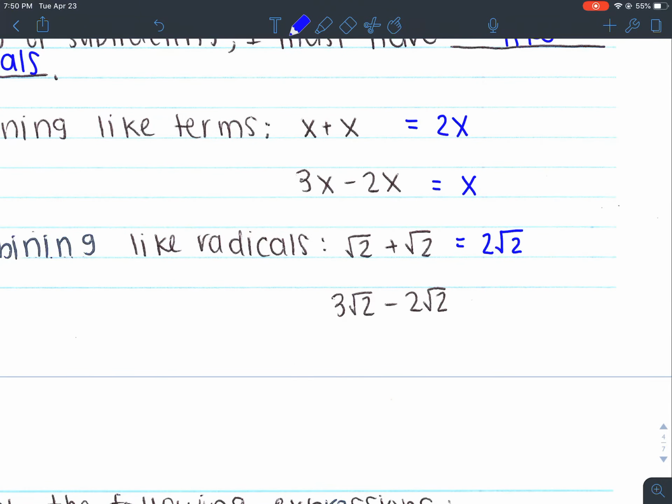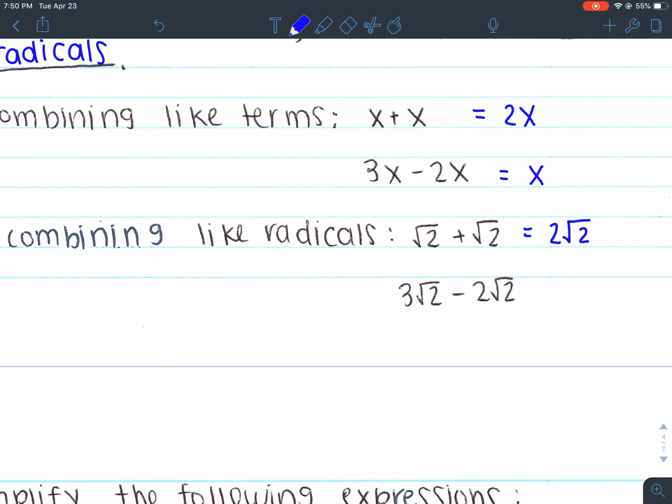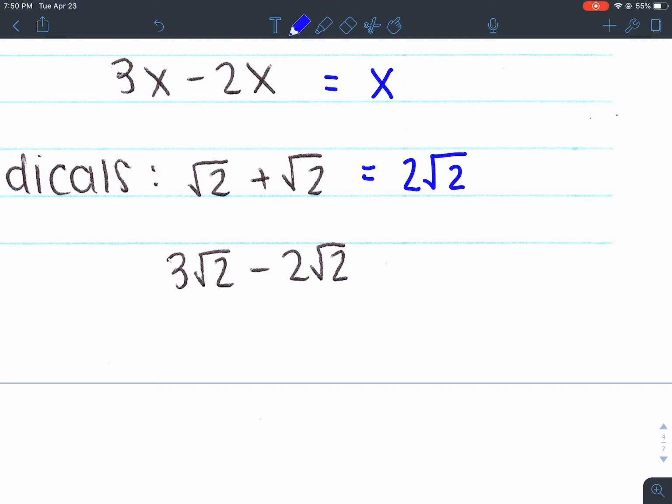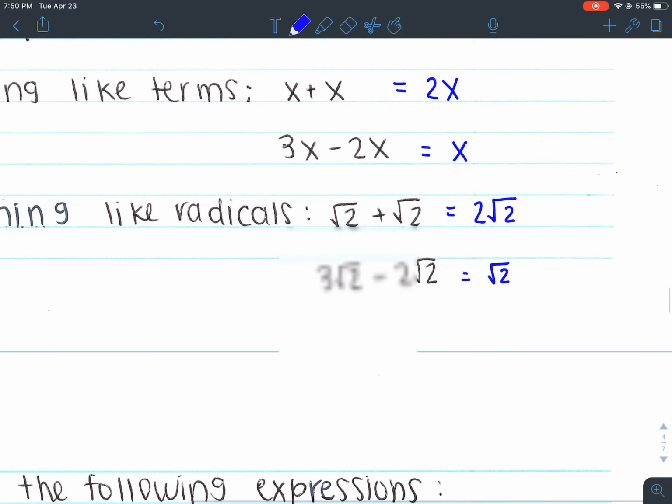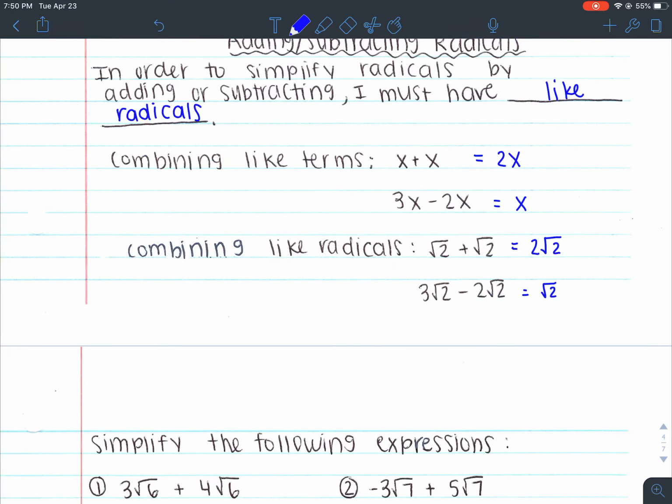Now, like radicals means there must be the exact same thing inside the radical. So if I have square root of 5 plus square root of 7, I can't add those because they're not like. Okay? Now I have 3 square root of 2 minus 2 square root of 2's. So that means I only have 1 square root of 2 left, or just square root of 2. I'm not going to write the 1. Again, that looks kind of weird, so I'm not going to do it.